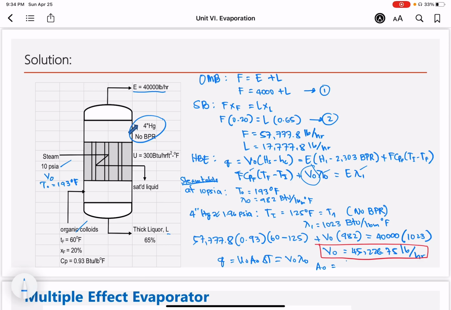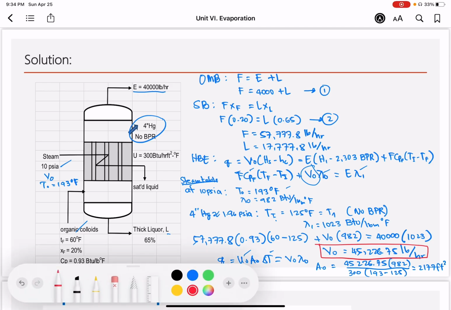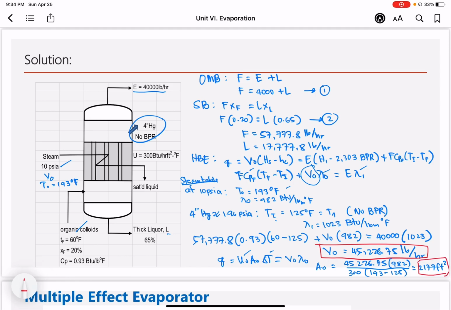So that is VO is 45,226.75 times lambda O is 982 all over UO and delta T. UO is given as 300, delta T is 193 minus 125. TO minus your T sub I. So that's 193 minus 125. And you get that to be around 2,177 feet squared. Okay, so that is your surface area of the evaporator.